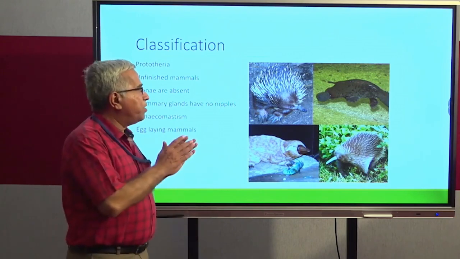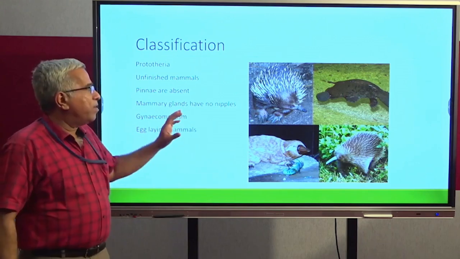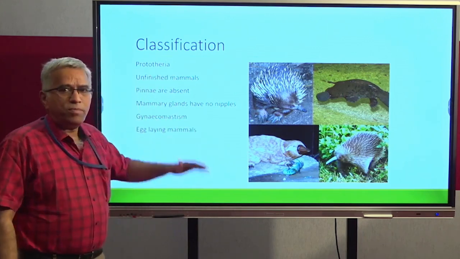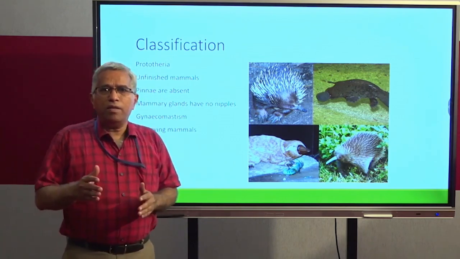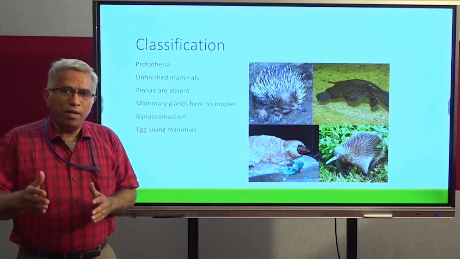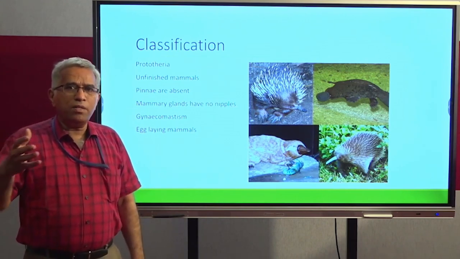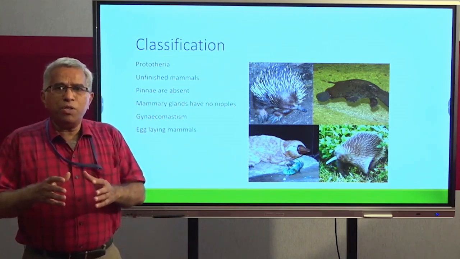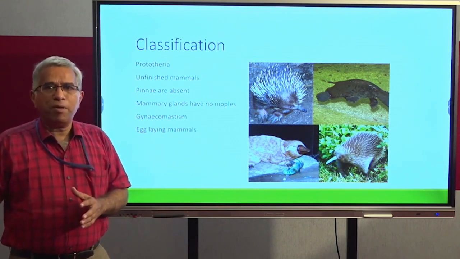Now let me throw light on the classification. I will just wind up with more specific points, only specific points. Coming to the classification, mammals are divided into 3 groups, namely Prototheria, which are highly primitive mammals, followed by Metatheria, and followed by Eutheria. Prototheria are the simplest, primitive, unfinished mammals. Metatheria are pouched mammals, whereas Eutheria are the true placental mammals.